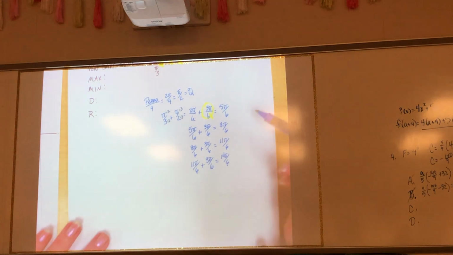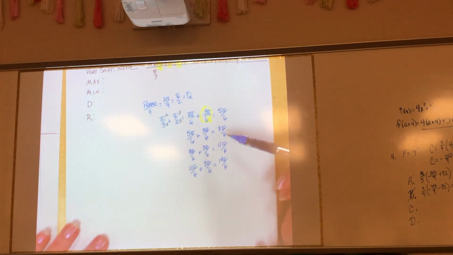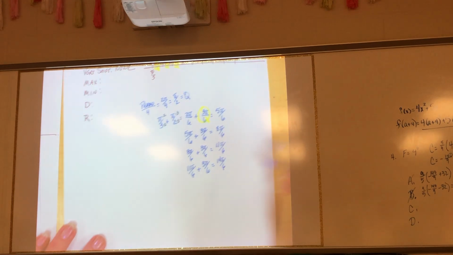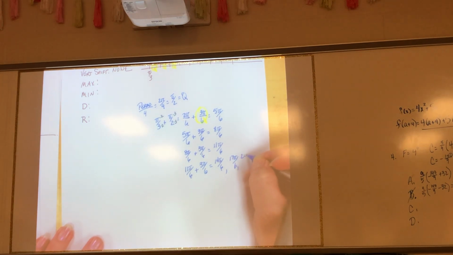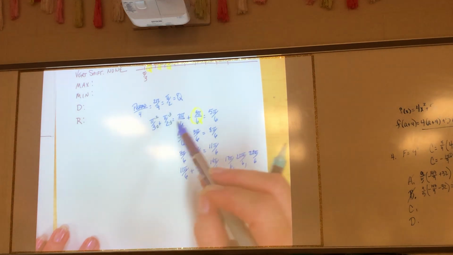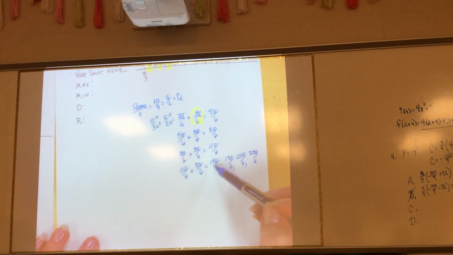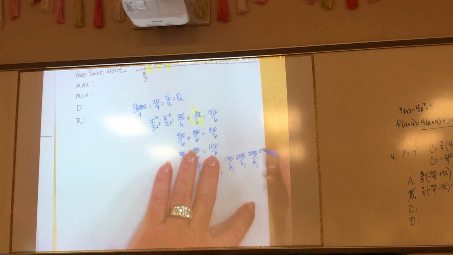So what's the pattern? What am I doing every time? I'm adding 3. 5 to 8 to 11 to 14. What's the next one? 17 pi over 6. What's the next one? 20 pi over 6. What's the next one? 23 pi over 6. And let's see, how many is that? 1, 2, 3, 4, 5, 6, 7, 8. I need one more. 26 pi over 6.